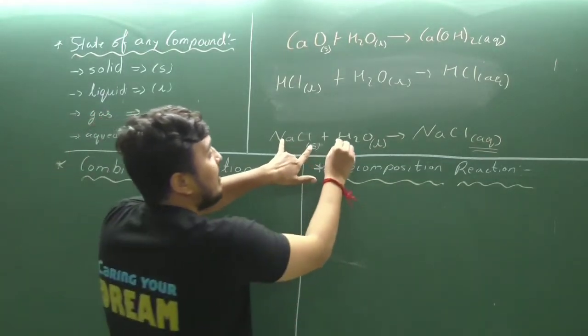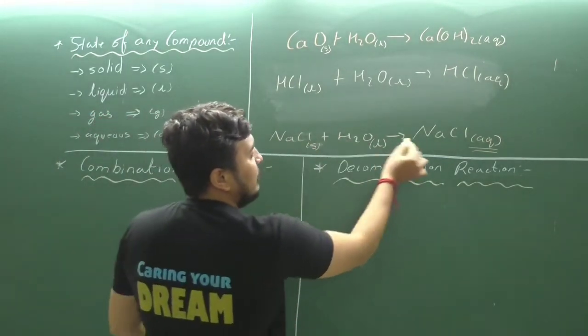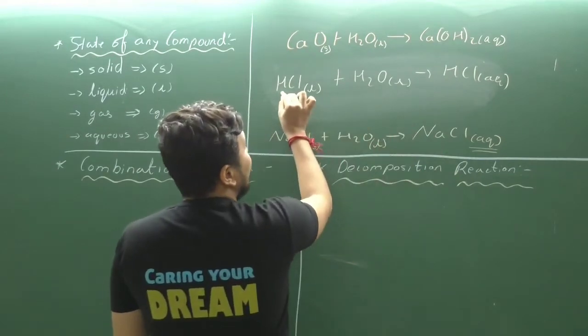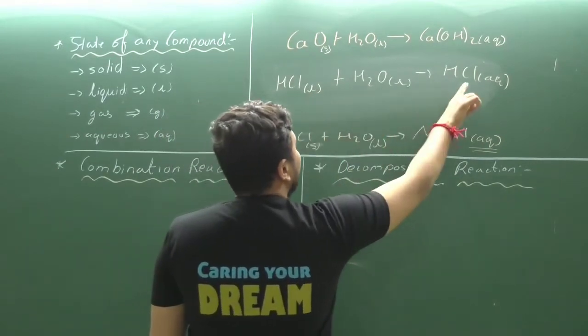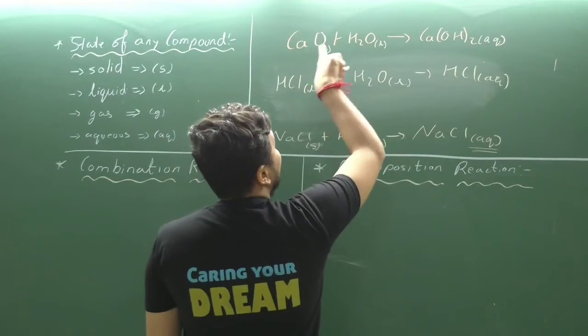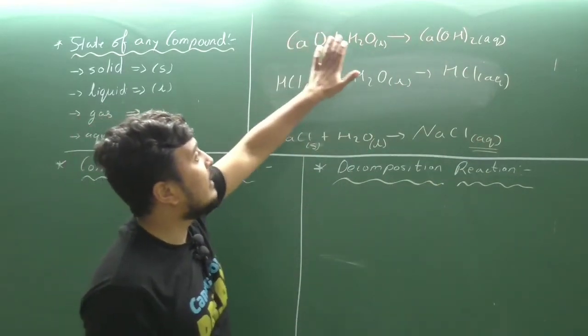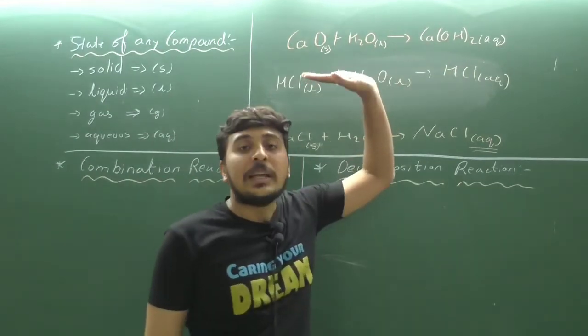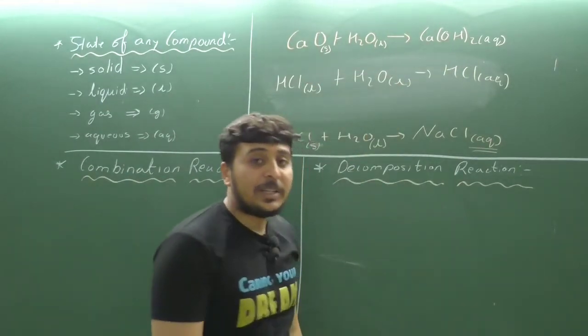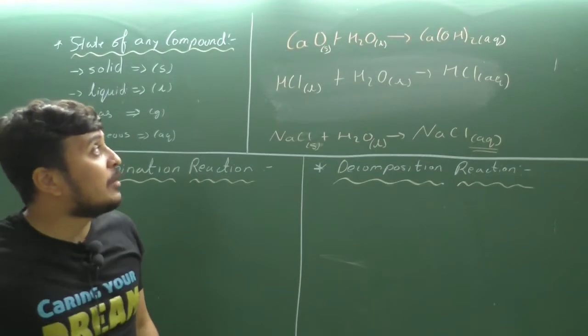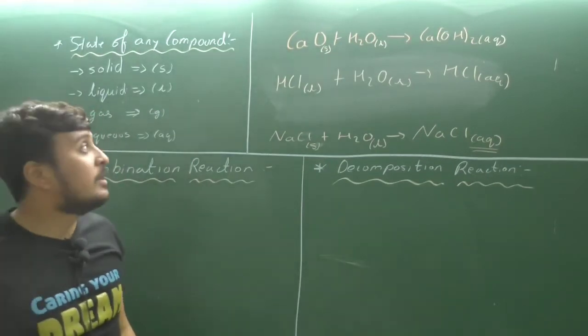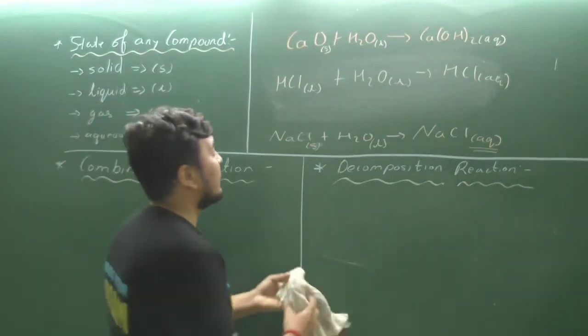Here there was no chemical reaction taking place between NaCl and water, it remains NaCl. There is no chemical reaction between HCl and water, it remains HCl. But here calcium oxide reacts with water and forms calcium hydroxide. That is quite a simple thing. You have to remember that when calcium oxide reacts with water, it forms calcium hydroxide.